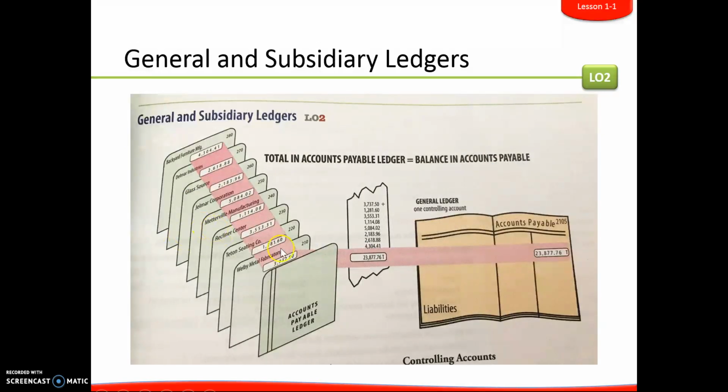So this just shows an example of the accounts payable ledger. Here are all of our examples of our vendors. You can see that we owe Backyard Furniture $4,300. Delmer Industries, we owe $2,600. And if you total all of those up, you can see those are in our accounts payable ledger. That totals $23,877.61. And that total is the total that goes in our accounts payable. Notice that this is in our general ledger under our liabilities. So our accounts payable total is made up of all of these different subsidiary accounts, and accounts payable is our controlling account.